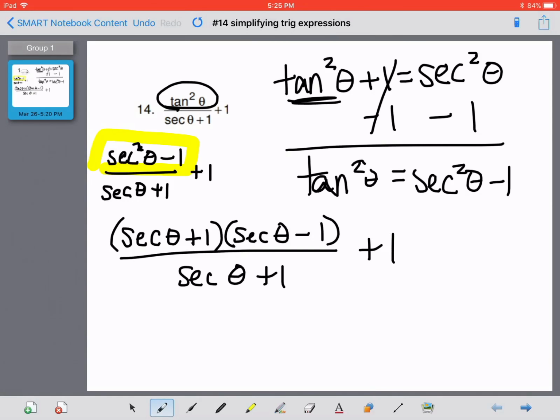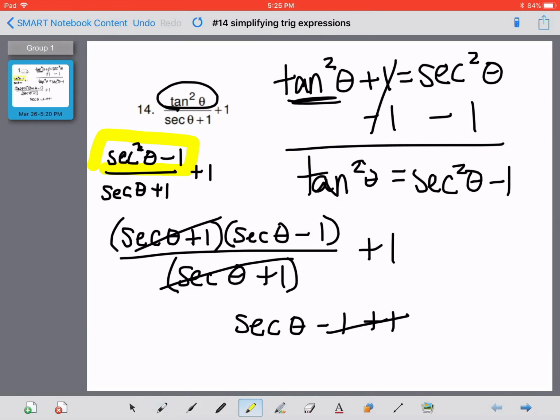Okay, so now here we can actually cancel out the secant theta plus 1, and I'm left with secant theta minus 1 plus 1. Well, minus 1 plus 1 cancels out, and I've got secant theta as my answer.